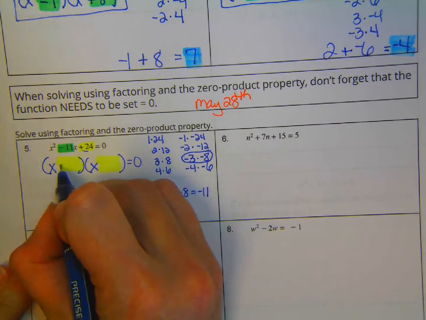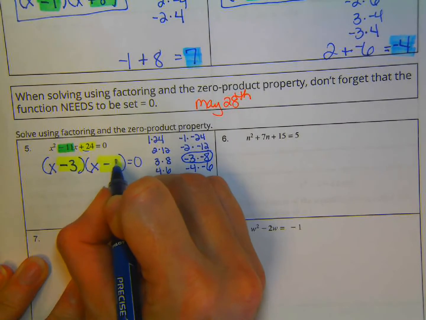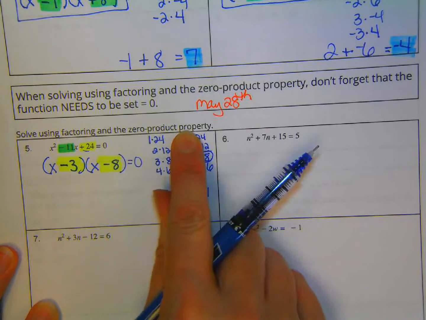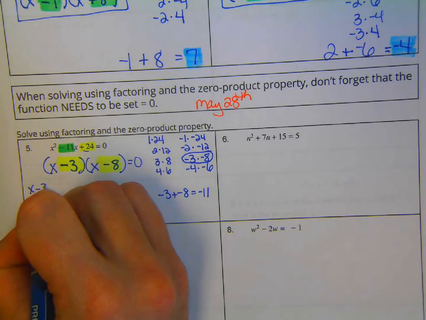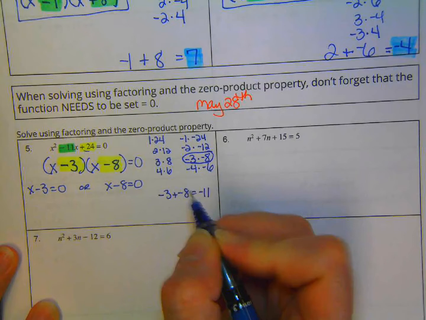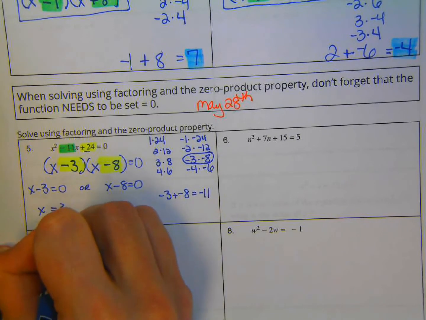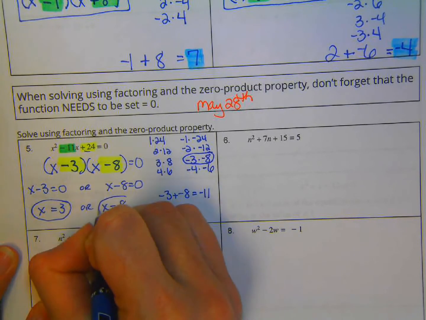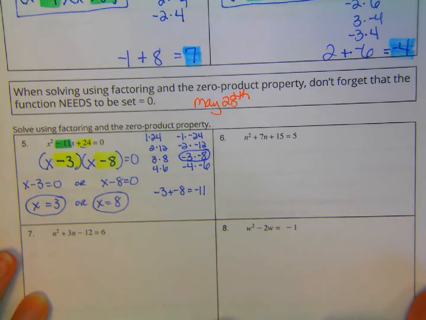So that means that this is x minus 3 times x minus 8. So we have done the factoring piece, and then using the zero product property, either this equals 0 or this equals 0. So x is either 3 or x is 8. That's the story, Morning Glory.